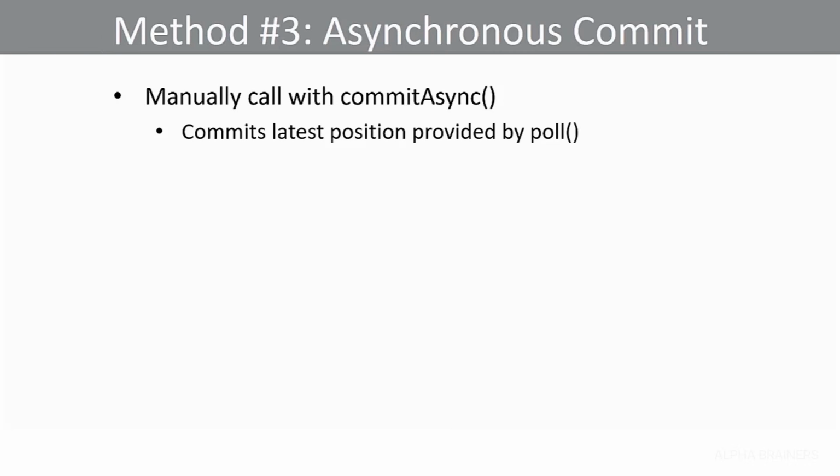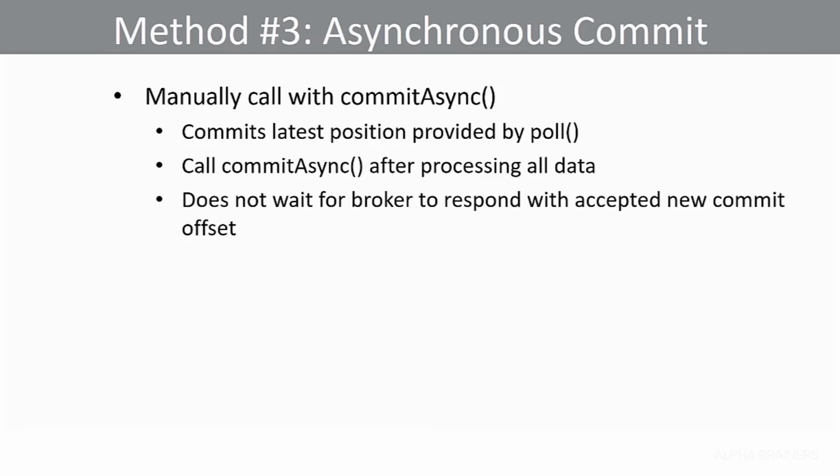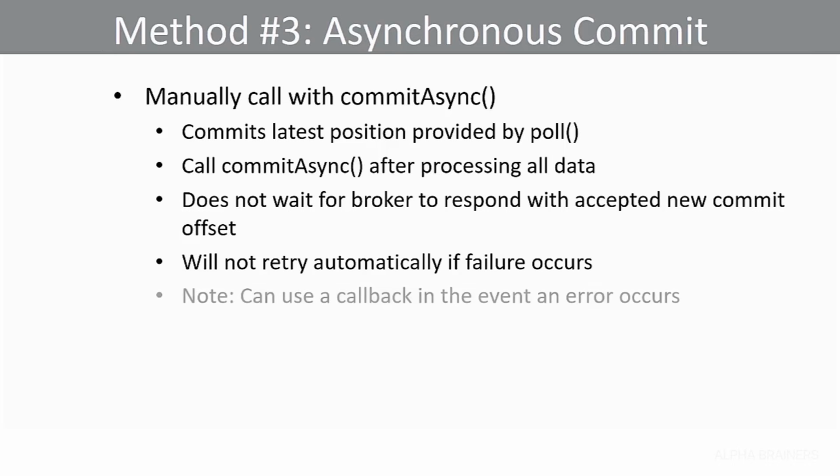Method number 3 is to use an asynchronous commit. Again, you're going to manually call a commit operation, but you're going to use commit async instead of commit sync. Normally you do this after you've done a polling event, so after processing all the data, you can do a commit async. This one's different from the commit sync. It doesn't wait for the broker to respond with the accepted new commit, so it doesn't retry if any failure occurs. You could create a callback event in case any kind of error occurs. And you also have to set enable auto commit equal to false.